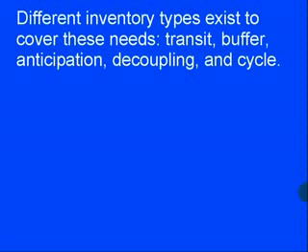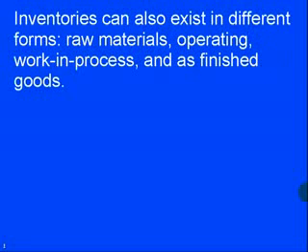Decoupling allows for reducing needed links between areas in an organization, and cycle inventory are used to meet cyclical changes in demand. Inventories can also exist in different forms: raw materials, operating, work in process, and as finished goods.